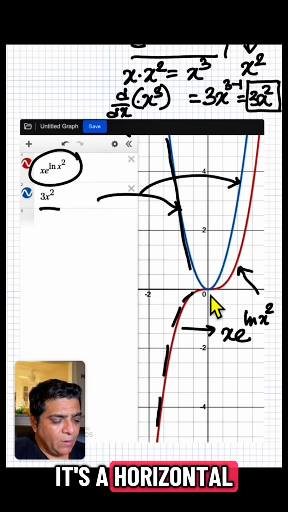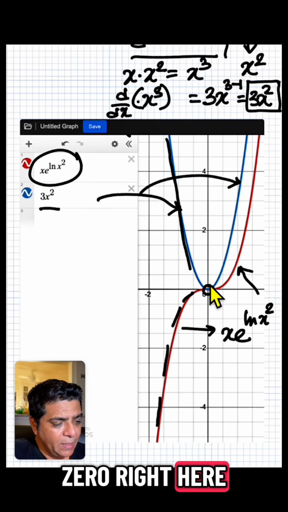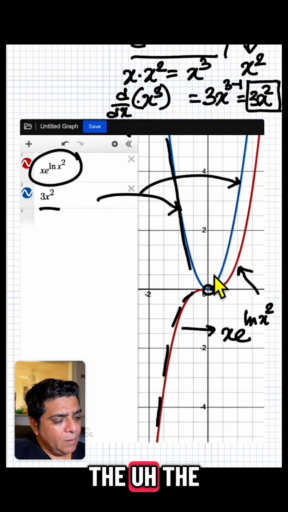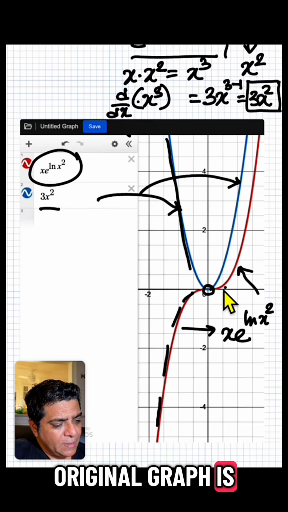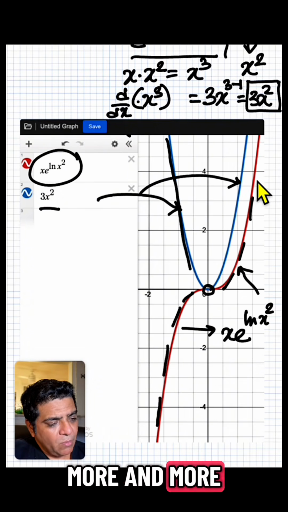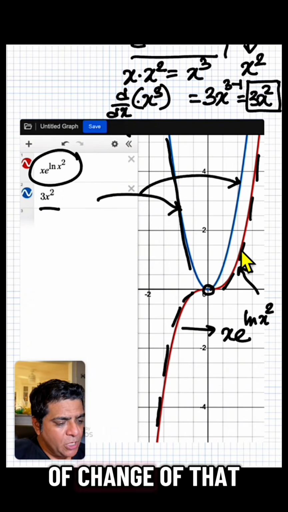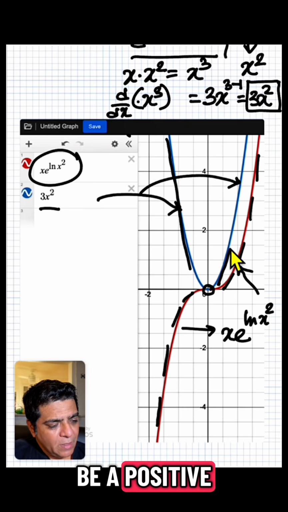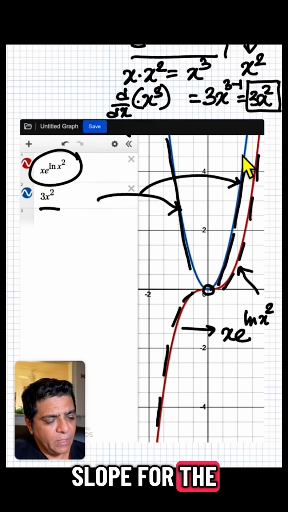Now at 0, it's a horizontal line, so the derivative is also 0 right here. And then as the original graph is coming to this other side, it is getting more and more steep. So the rate of change of that is going to be a positive slope for the derivative graph.